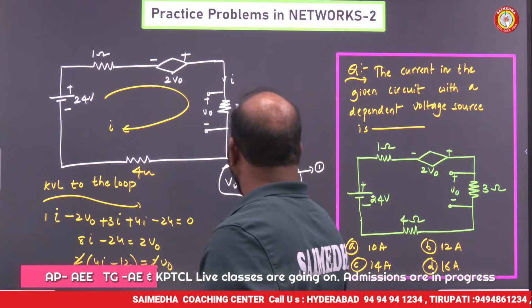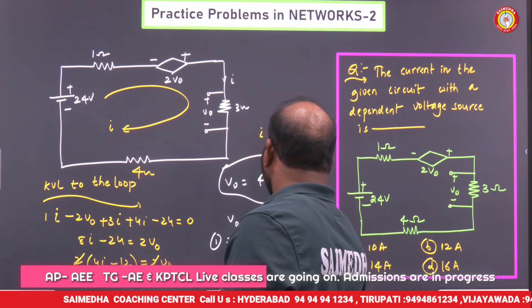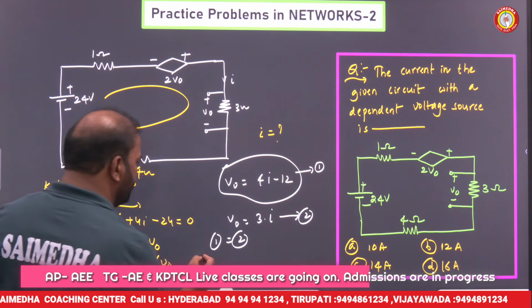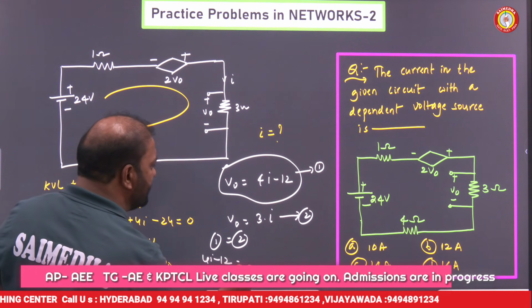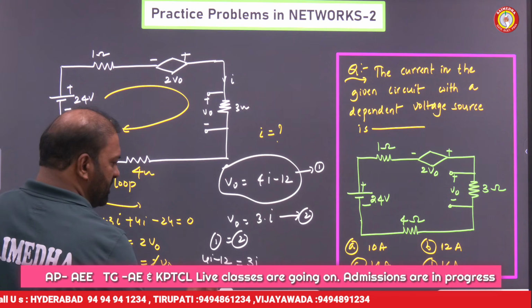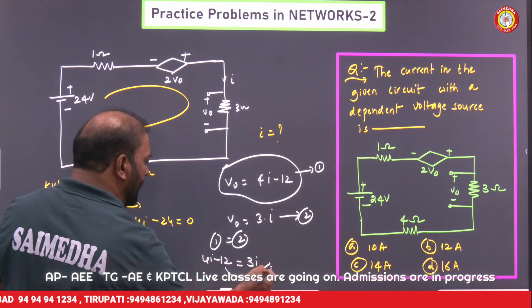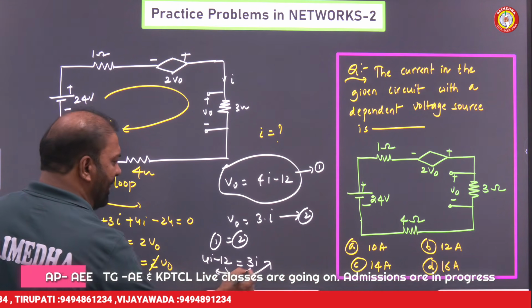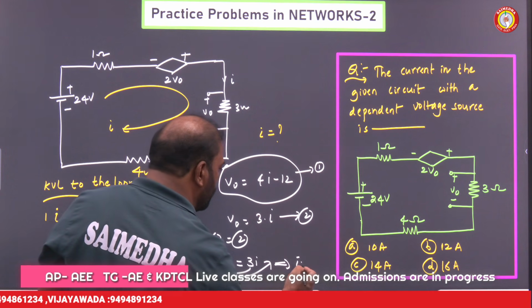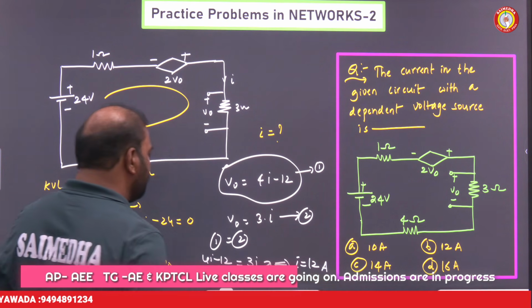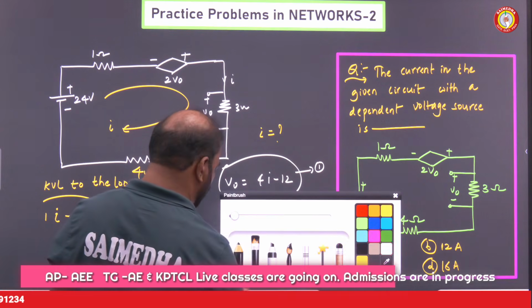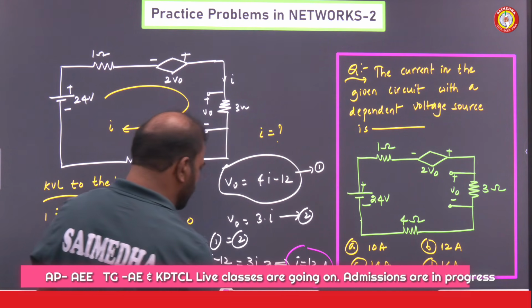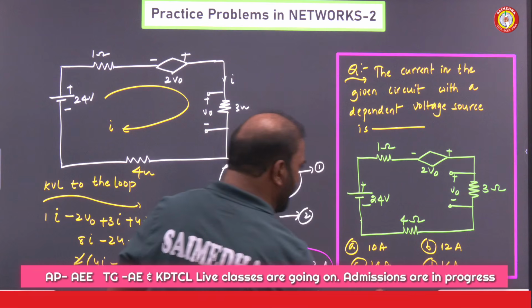So 1 must be equal to 2, then 4I minus 12 is equal to 3I. Shift this minus 12 to the right side, 3I to the left side. 4I minus 3I, I is equal to 12 amperes. I is equal to 12 amperes, right? That's it.